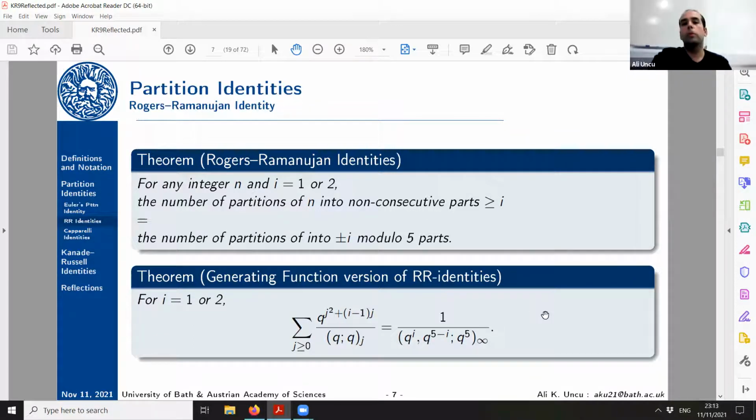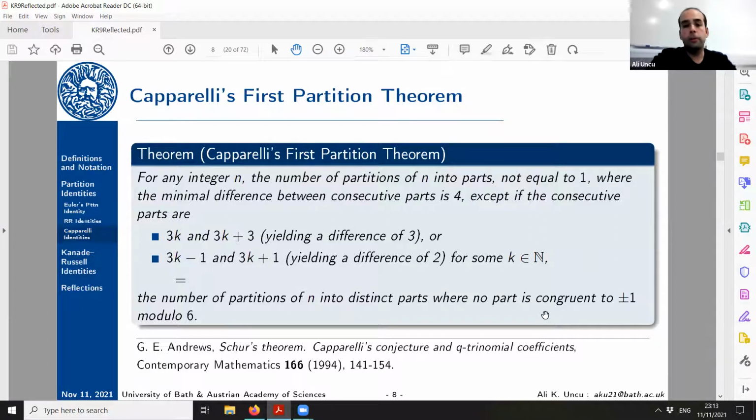Okay, so I gave 2 famous examples. Now I will give an example that is dear to my heart. It is Capparelli's first partition theorem. You do not need to worry about this. This is just to say that there are some difference conditions, more complicated difference conditions. And again, this is equal to some more complicated congruence conditions. And we have distinct parts, so we will not see a reciprocal product here. But yeah, although these partition theorems are quite rare, we know some number of them.